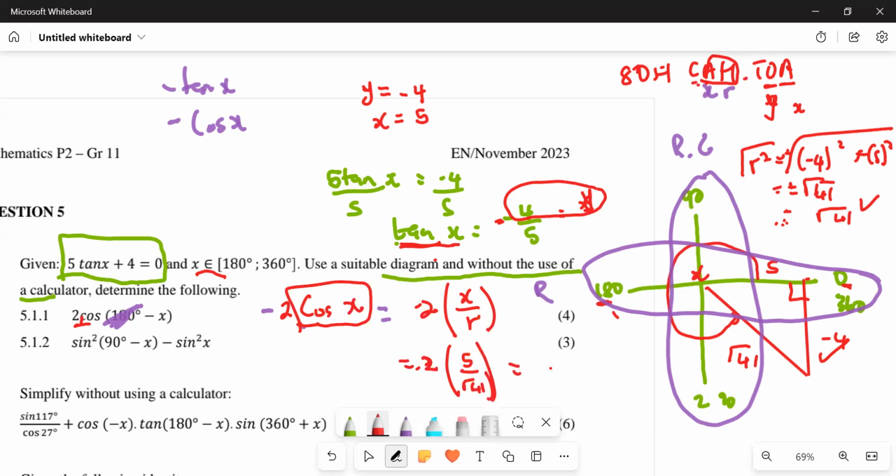And then this one, you get something like this. It's minus 10 all over root 41. And then you get your 2 marks then. It's 1 for substituting and then 1 for the final answer. Or rechoosing, you get 1 mark for rechoosing here. Yes.